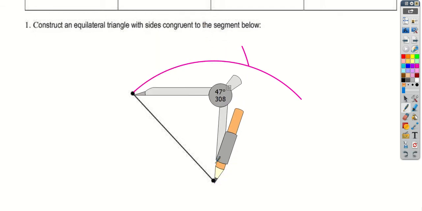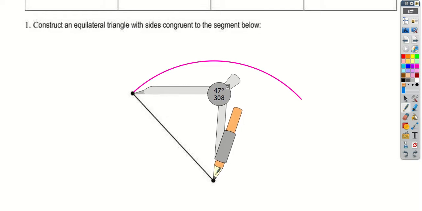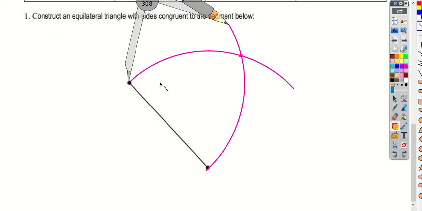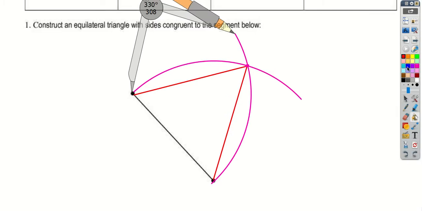Okay, and then draw two arcs or two circles. You can see that one's actually off. This needs to get backed up a little bit. There we go. Okay, and then where they meet right here, we're just going to draw a line segment and connect them. And there you go. All right, so that is it. That is an equilateral triangle.